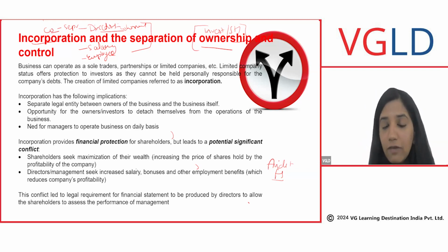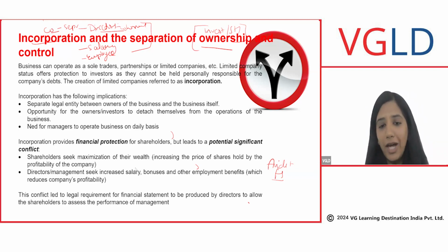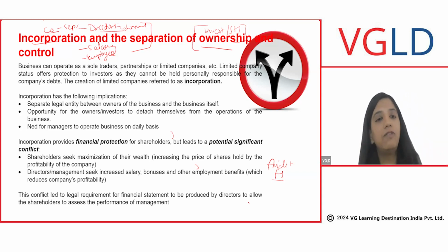Shareholders seek maximization of their wealth. Now, if you are a shareholder, you are investing in a company. As a shareholder, what would you want? That their share prices rise. What is your basic concept? I bought a share at 100 rupees. I hope that in another 6 or 7 months, from that 100 rupees per share, the value goes to say 350 per share, right?